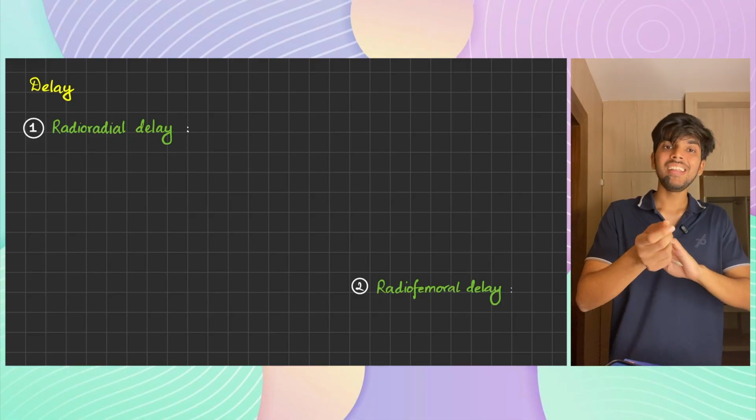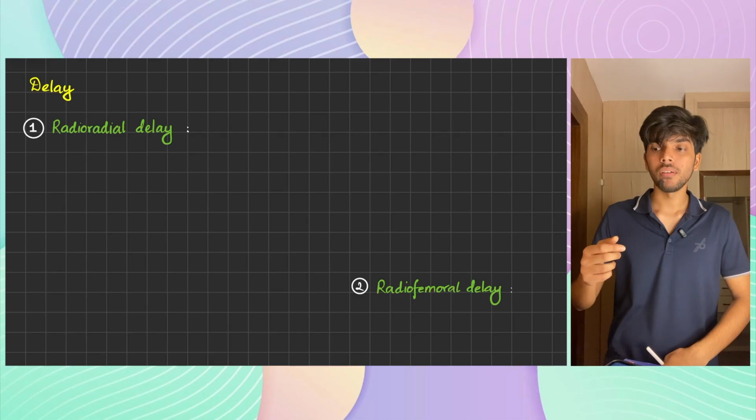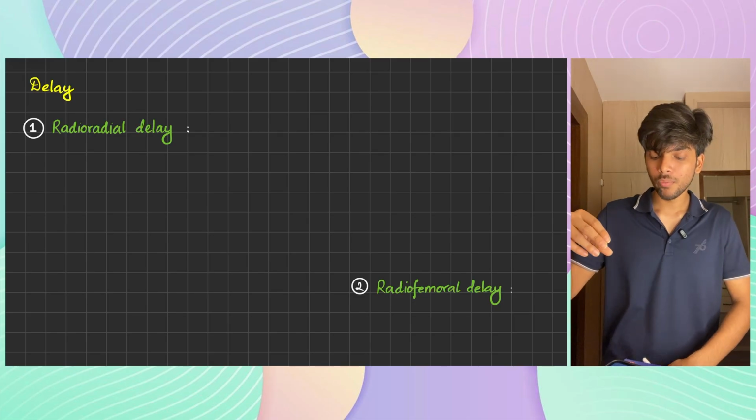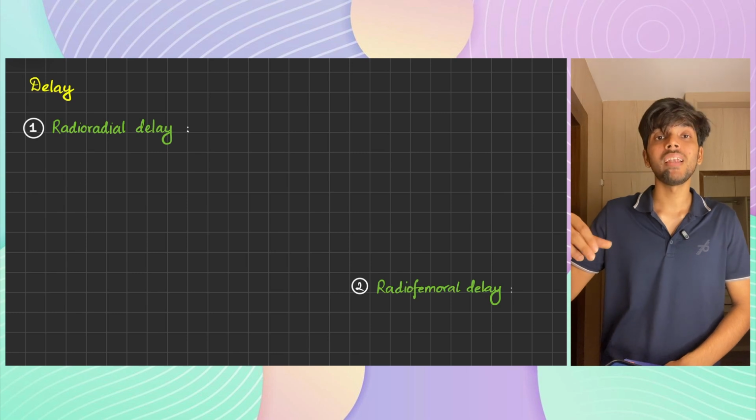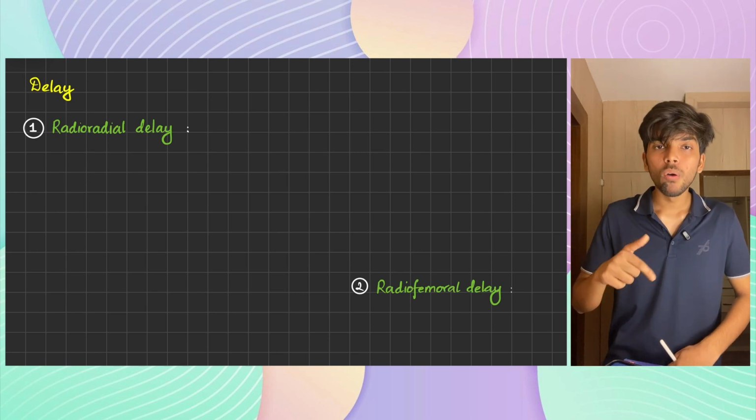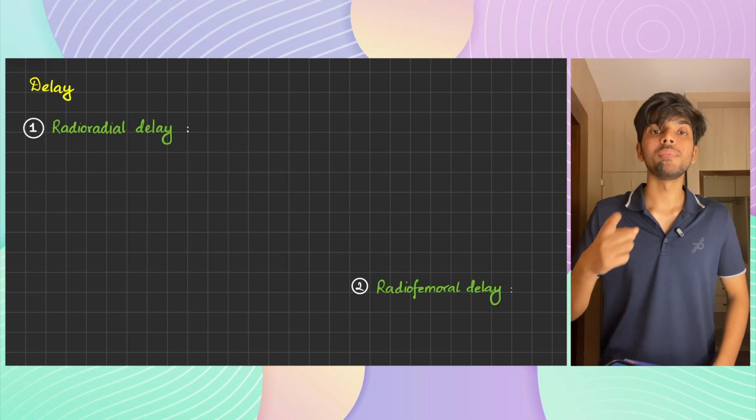Another is the radial artery and femoral artery as well, same thing. When you feel the radial artery and femoral artery, from both of them the pulse should be felt at the same time. If one is felt before the other, that means there is a delay.